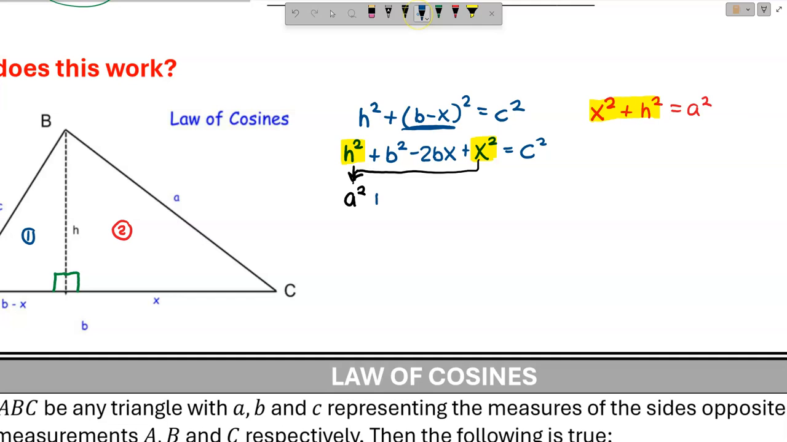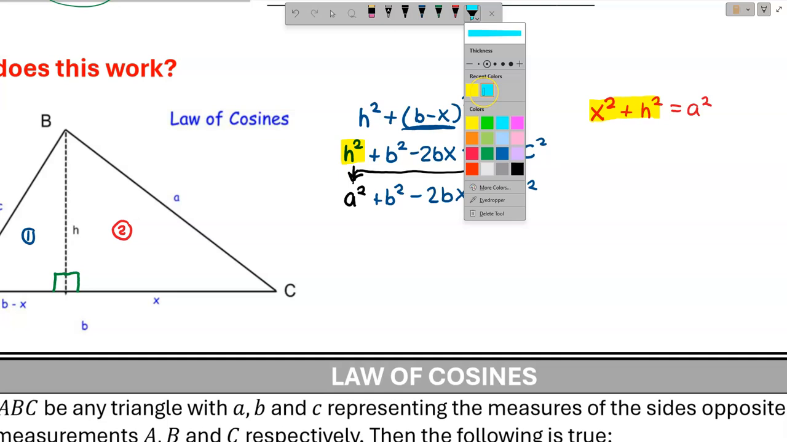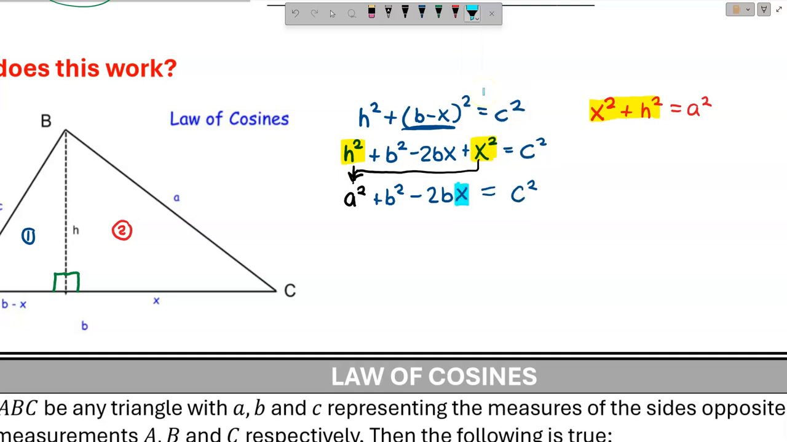Now, let me go ahead and write the rest of this out: plus b squared minus 2bx equals c squared. Well, we are so close now. We're so close to getting rid of all of the x's in this problem, except that one right there. So I'm going to use triangle 2 to come up with one more relationship we need. Since I have this angle C right here, I'm going to use the cosine ratio. So we're going to say cosine of angle C is equal to x over a.